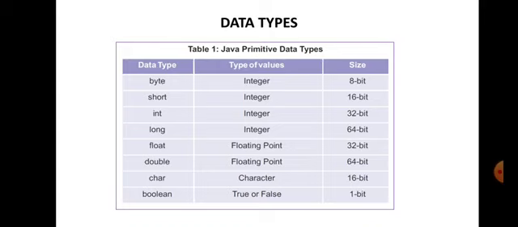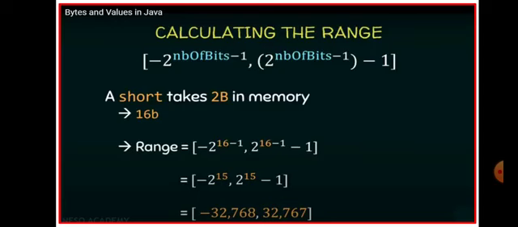So next we will move on to how we will calculate the range. The formula is minus 2 to the power number of bits minus 1, comma, 2 to the power number of bits minus 1, minus 1. Now this is the formula which is very important.